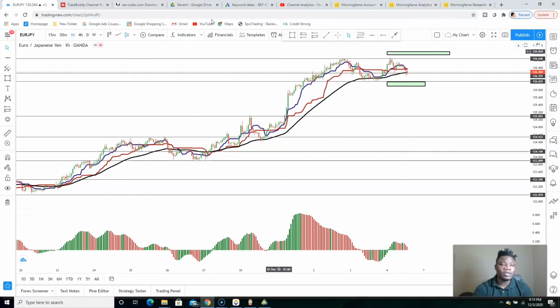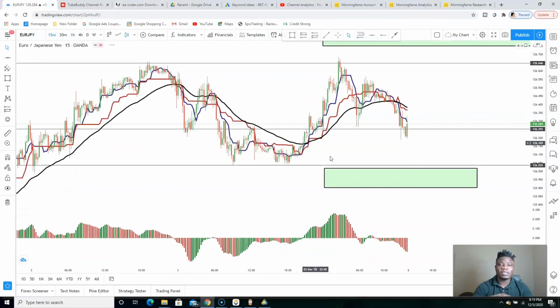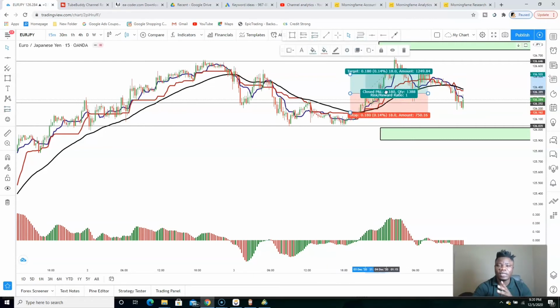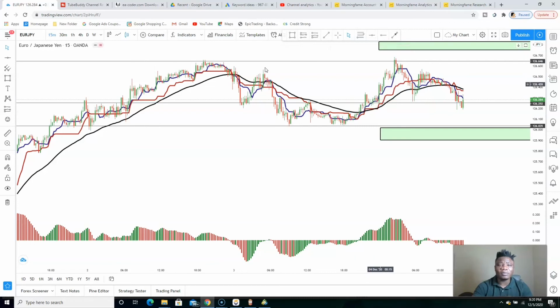Now, if we go back to the 15-minute time frame and we look at this buy right here, first of all, let's even see how many pips this was. So let's say we got in here, and look, I haven't even made any adjustment, and as you guys can see, you got 18 pips already, just like that.